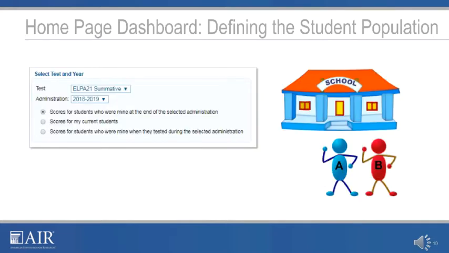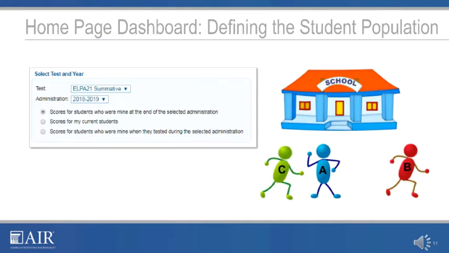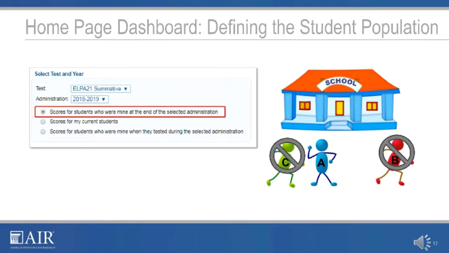Imagine that two of your students, Student A and Student B, took a 2018-2019 test. Immediately after testing, Student B moved to a different district. Then, after the 2018-2019 administration ended, a new student named Student C joined your class after taking the test in a different school. Selecting the first radio button will include Student A's score and exclude scores for Students B and C from reports.